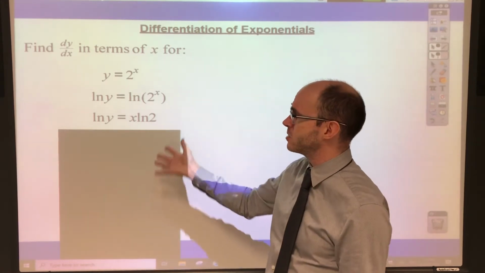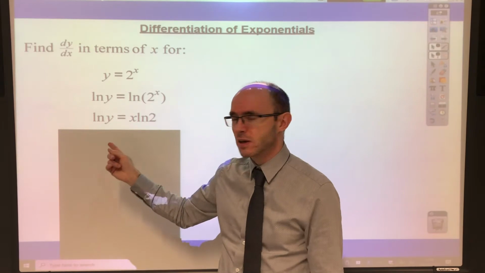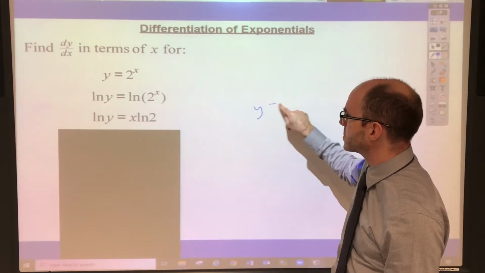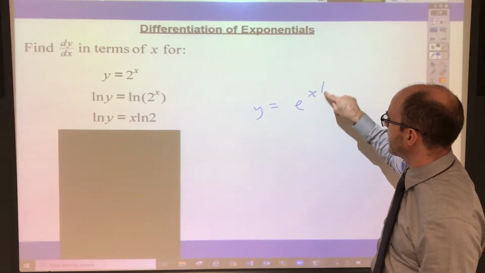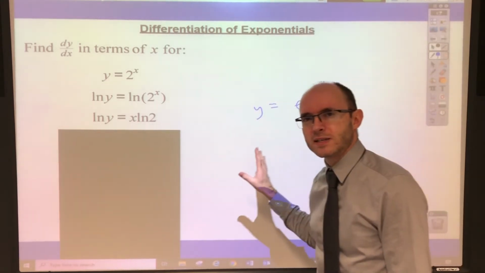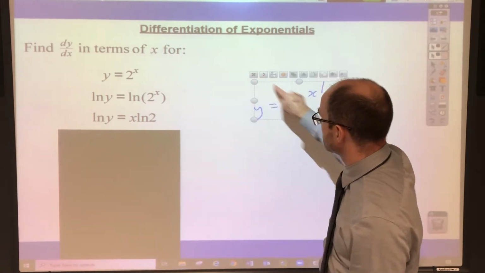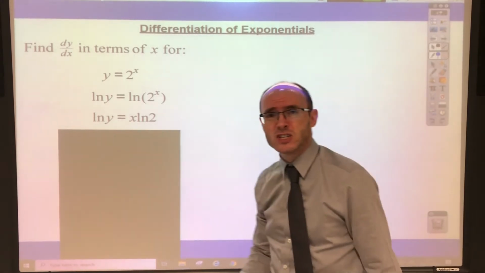You might have seen the method before when you make y the subject, okay? Well, if you make y the subject, what you're going to get is y equals e to the power of x natural log of 2, and then you do dy/dx that way. You might have seen that, okay? But my approach actually is to use implicit differentiation because it's very, very easy.